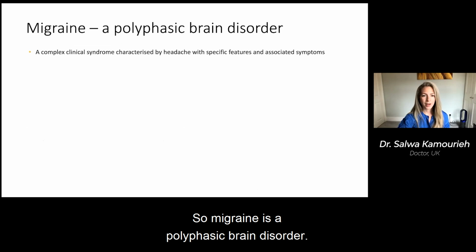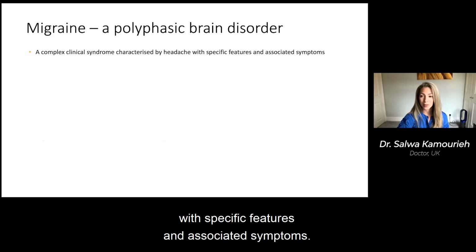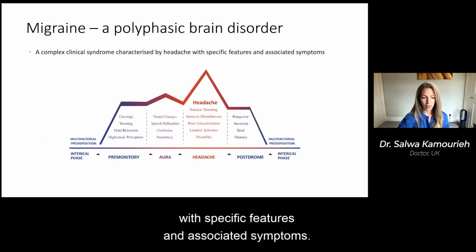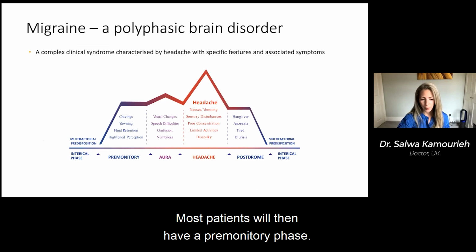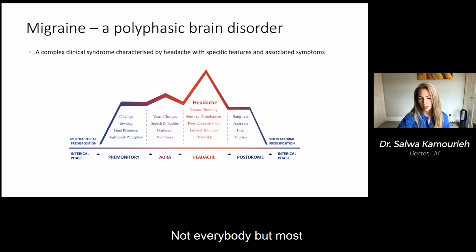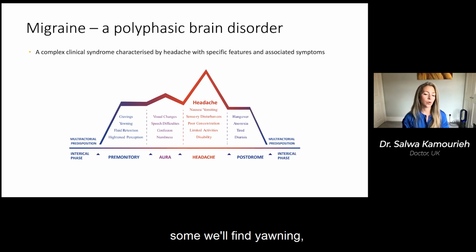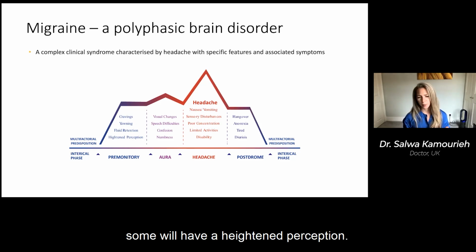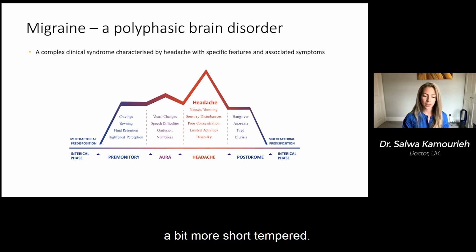So migraine is a polyphasic brain disorder. It is made up of a complex syndrome characterized by headache with specific features and associated symptoms. So you've got the interictal phase. Most patients will then have a premonitory phase, not everybody, but most, and they'll have things like craving, some will find yawning, some will have a heightened perception, some patients describe feeling slightly more on edge, a bit more short-tempered.